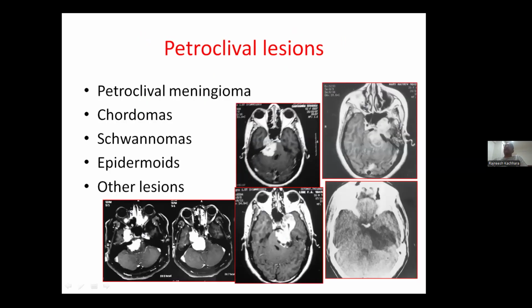The petroclival lesions are very difficult lesions, and there are various lesions in the skull base called petroclival meningiomas, chordomas, schwannoma. Sometimes they go to multiple fossae: middle fossa, posterior fossa. Then epidermoids can go to the whole of the skull base and spread into the cistern, and there are some other lesions in this location.